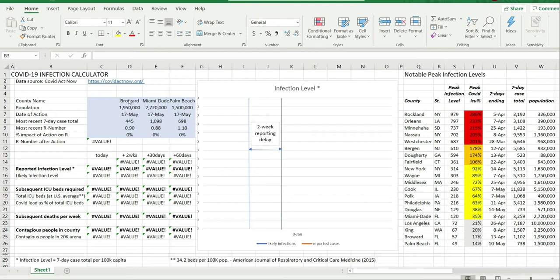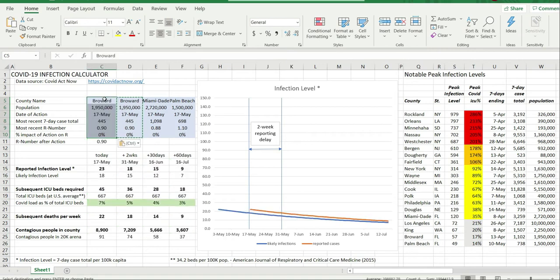I've pre-entered some data here. Let's go ahead and enter the data from Broward County here in South Florida. And there you go. So let's walk through it. The population, you have to enter that. And so the population is 1,950,000 in Broward. The date of action, which we're assessing tomorrow, is May 17th.